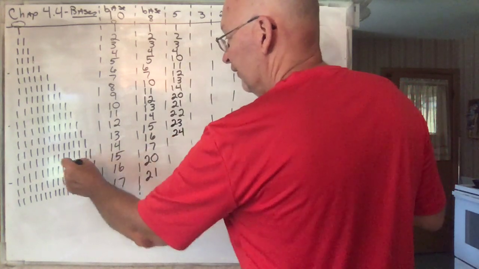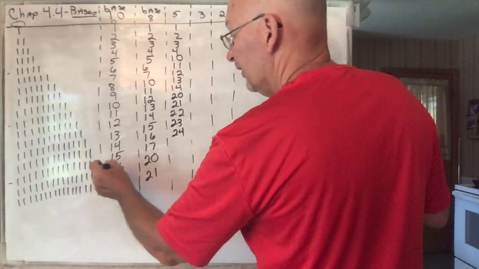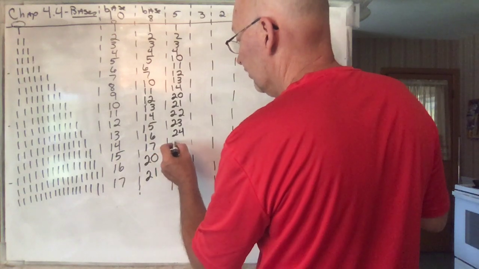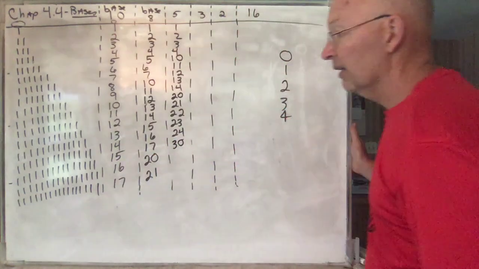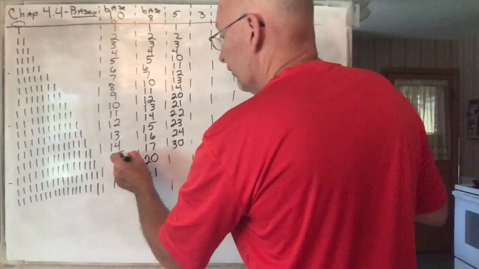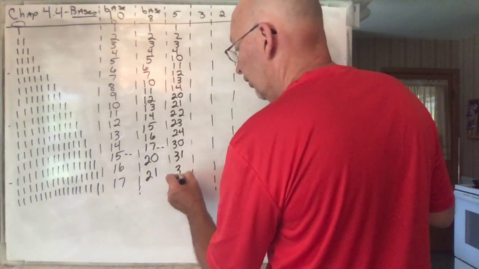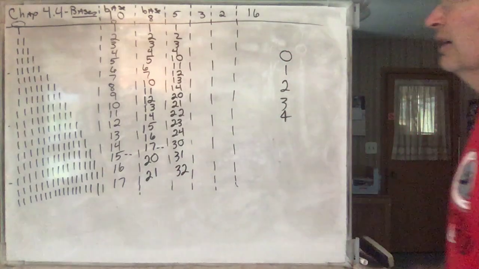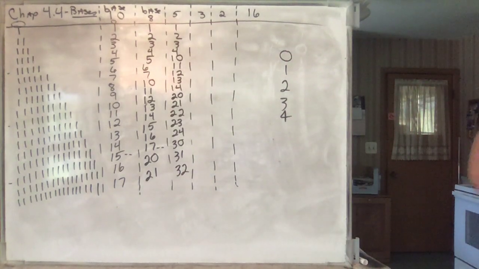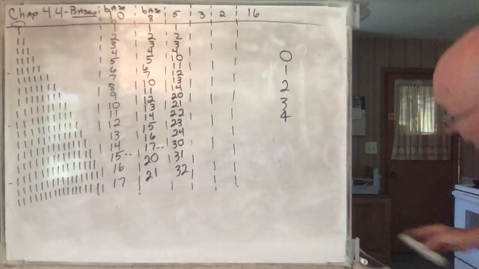As soon as I get to 15 things, which is right here, that's going to be 3 groups of 5. So there's 3 groups of 5. 3 groups of 5 with 1 left over, 3 groups of 5 with 2 left over. Okay? So that's base 5.